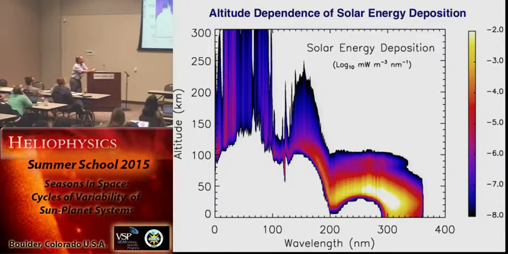So this is how the solar energy is deposited into the atmosphere. On a plot where the color bar represents the energy deposition in milliwatts per meter cubed per nanometer. And on this scale, we have the wavelength, just like that solar plot. And here's the altitude showing where in the atmosphere that energy ends up.